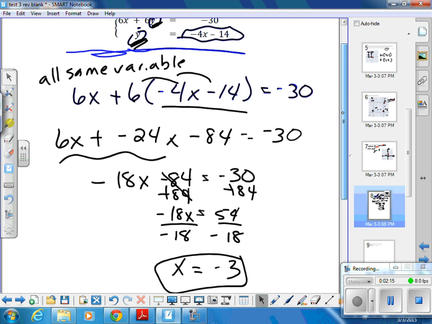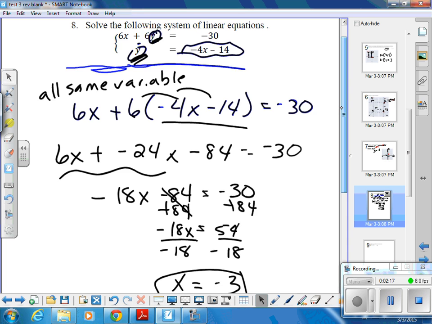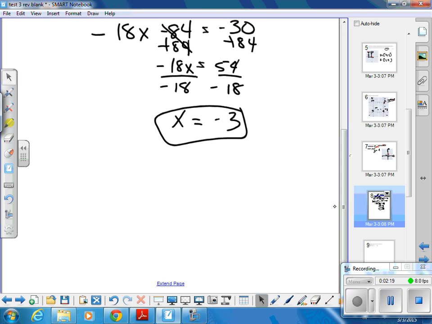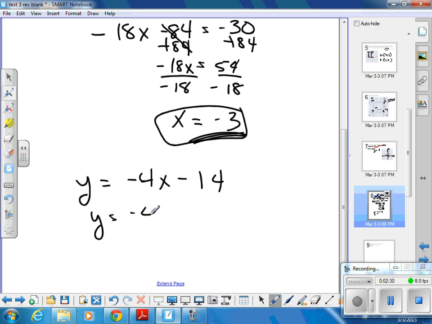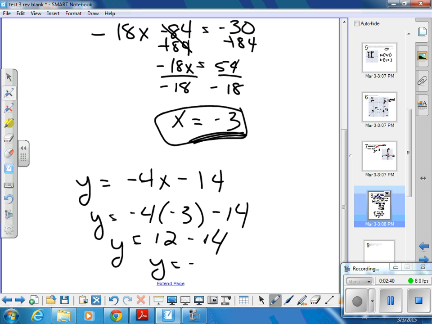Go back here, take that second equation, y equals negative 4x minus 14, and plug in x. It's already solved for you. So y equals negative 4x minus 14. I'm going to plug this in. y equals negative 4 times negative 3 minus 14 gives me positive 12 minus 14. This ends up being y is equal to negative 2.